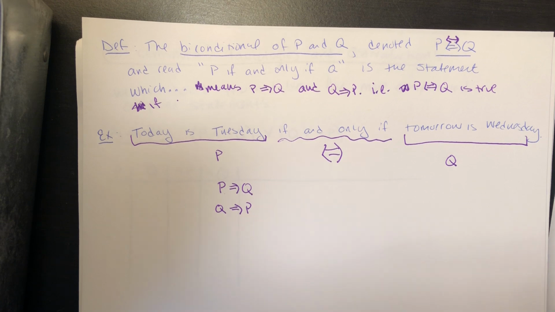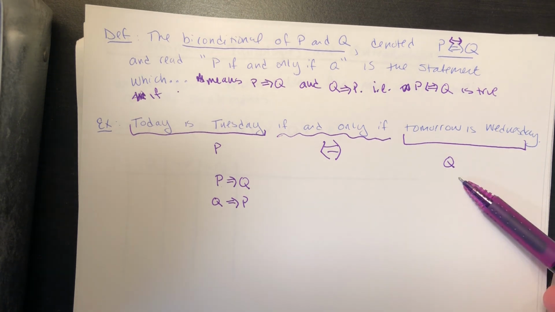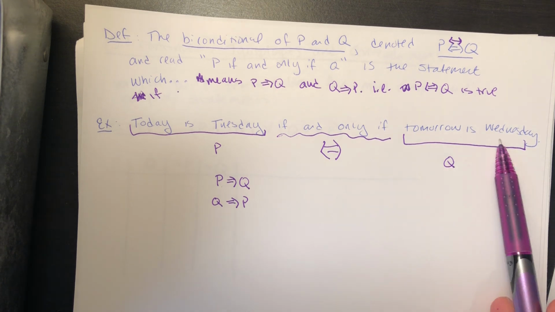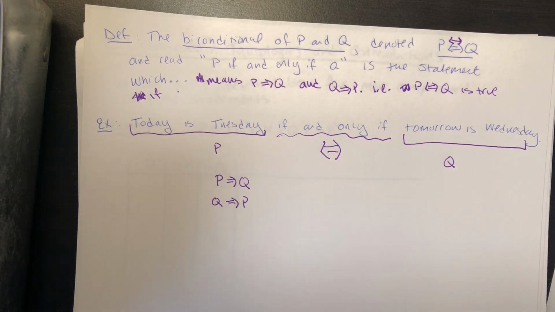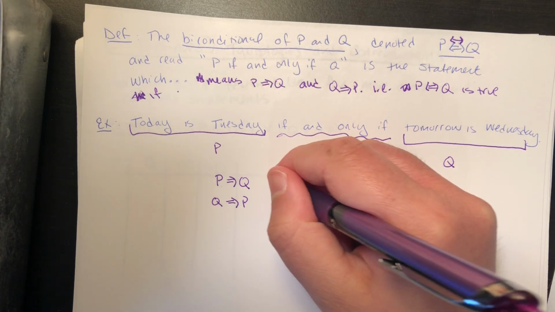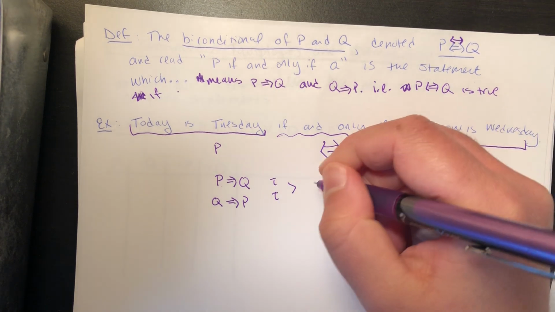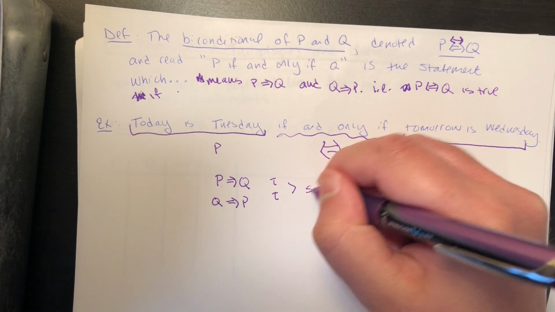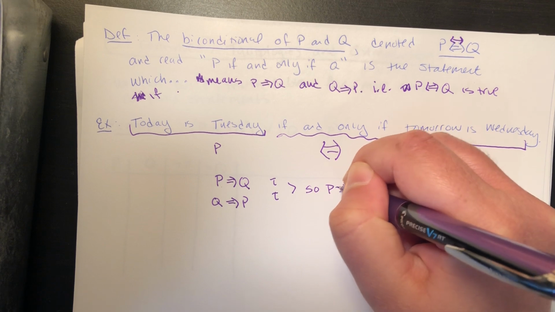And the second conditional statement, that's where we're reading it backwards. Q implies P. If tomorrow is Wednesday, then today is Tuesday. That's also true. If tomorrow were Wednesday, then today would have to be Tuesday. And so since both of these are true, that means the biconditional statement is also true. So this is a true biconditional statement.